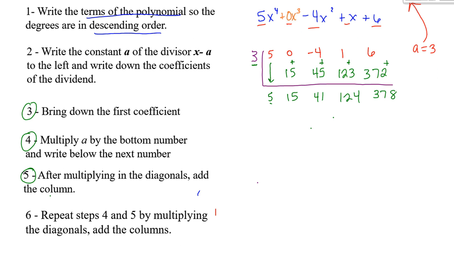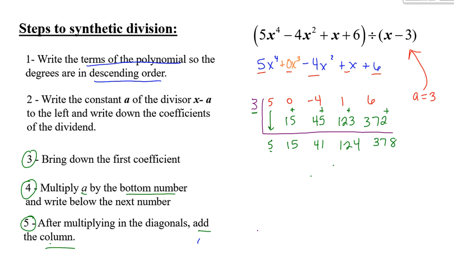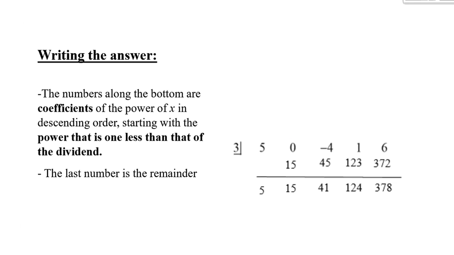Right: bring down the first coefficient, multiply a by the bottom number, write that below the next one, and then add down. Then you repeat steps 4 through 5 until you get past that last one. All right, so these right here are part of your answer. The answer gets written like this. You're going to put your variables back in. So we started here with an x to the fourth, x to the third, x squared, x, and then this was just a constant. If I started with x to the fourth, once I divide one out, this is going to be an x to the third.